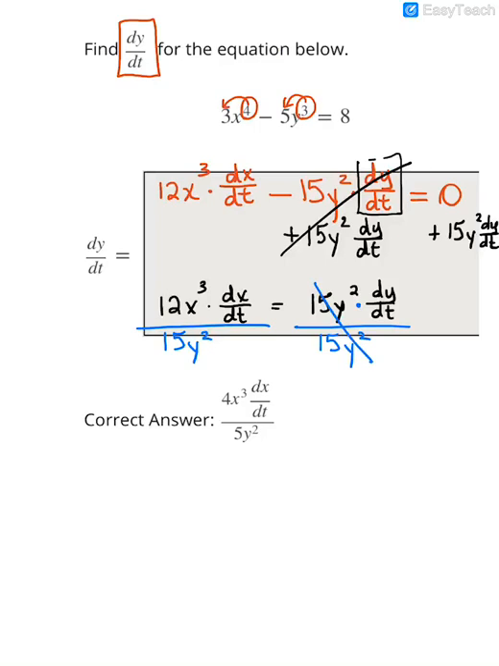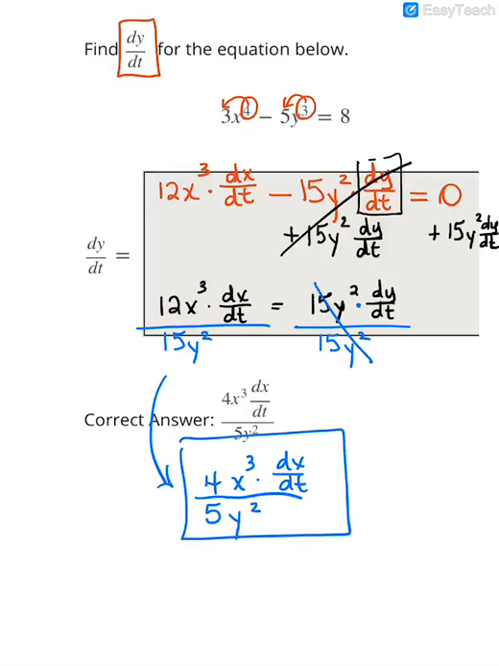And then 12 over 15, that will reduce. Both of those are divisible by 3, so that would leave you with a 4 over 5. And then you still have your x cubed, you still have your dx dt on top, and then on bottom you still have your y squared. So that would be my final answer.